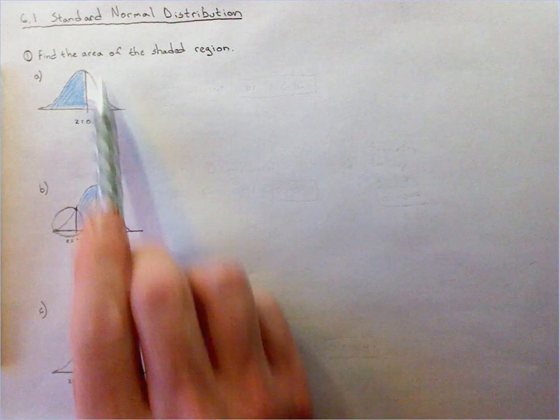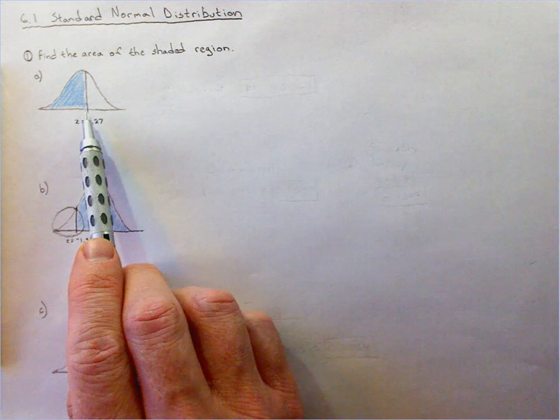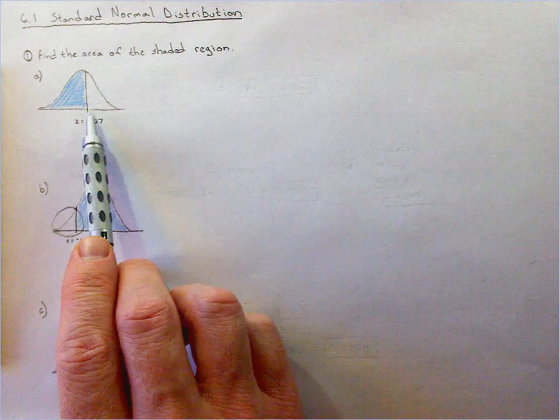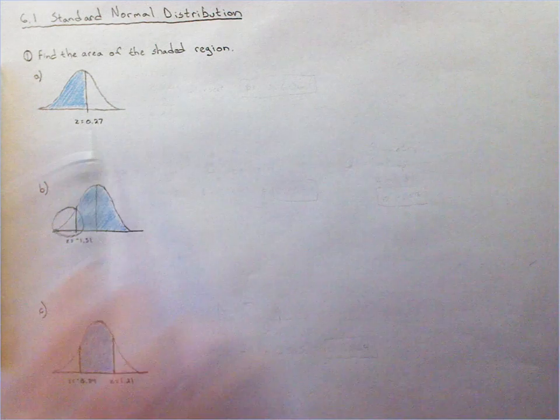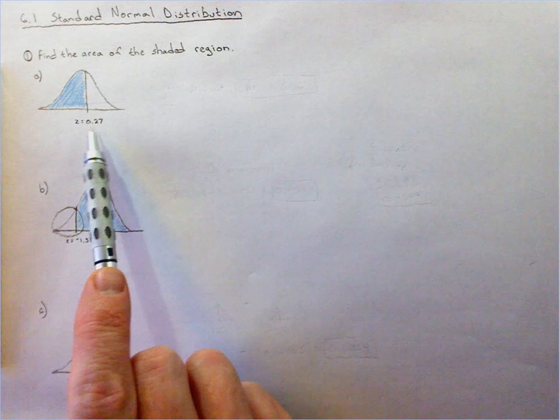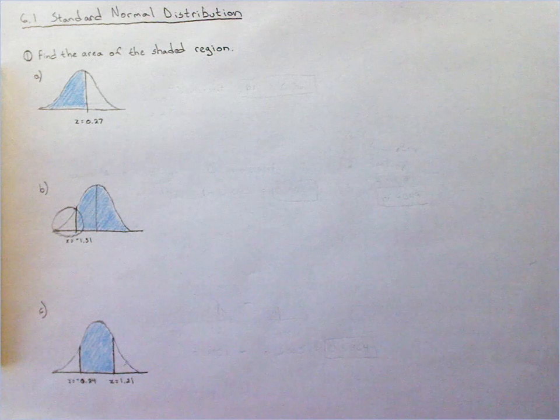And this is our density curve, and this is our vertical boundary, and it is going from left to right, and this is our z-score. So I'm going to use table A2, and I'm going to look up that z-score and find the corresponding probability.